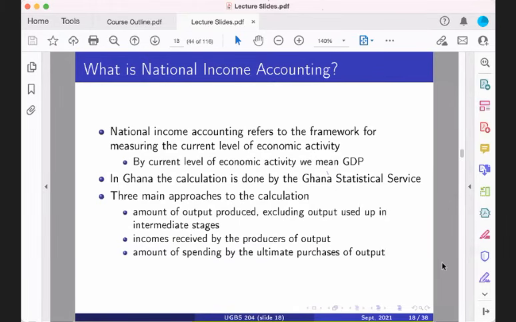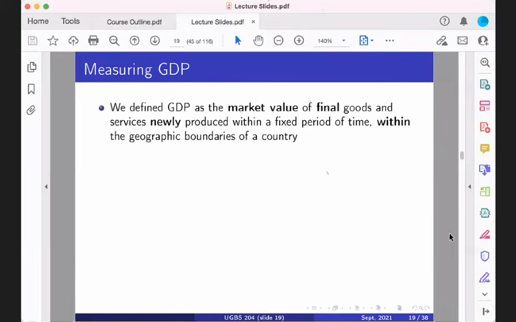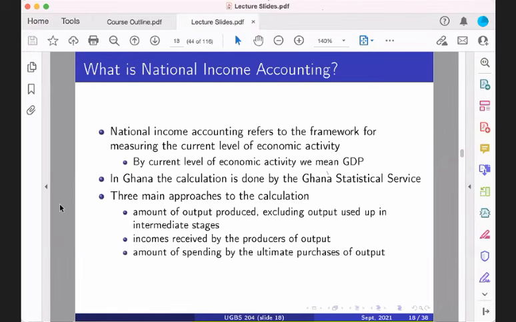Let's move on. So we defined GDP earlier on as the market value. Isabella, I don't quite understand your question. I think you are referring to this slide. So there's the output or product approach, there's the income approach, and then there's the expenditure approach. I don't quite understand your question, Isabella. If you can retype the question.